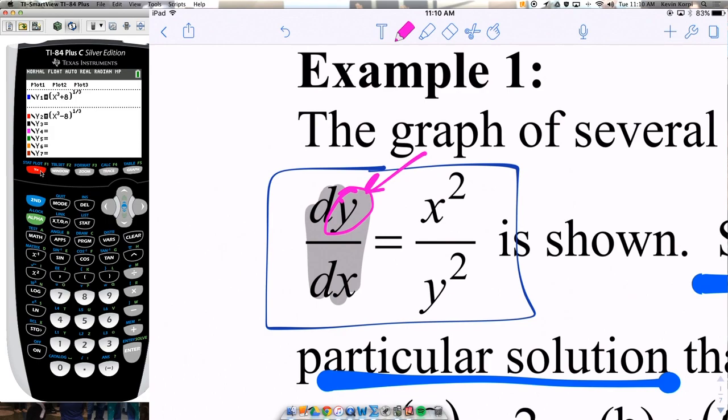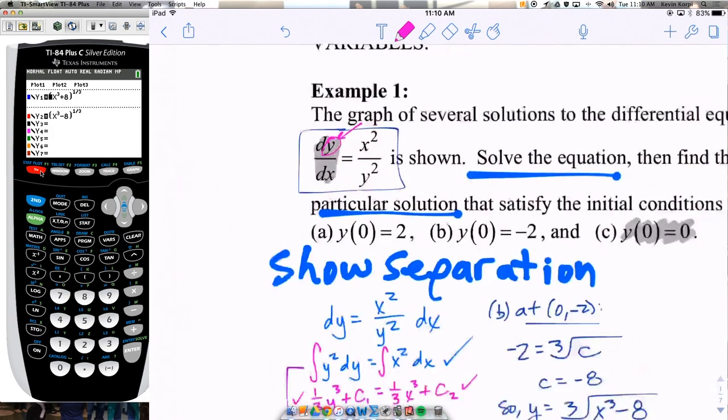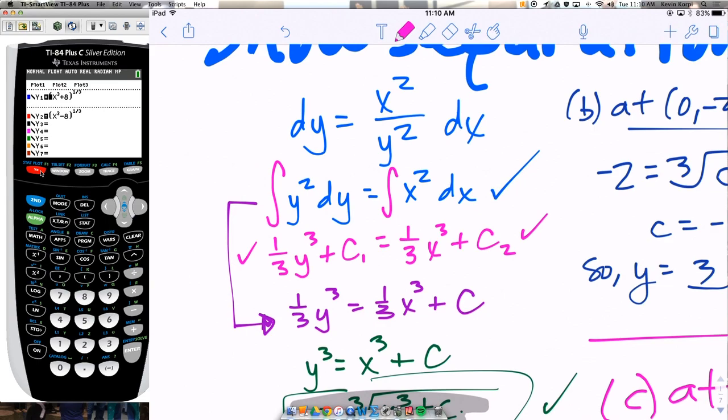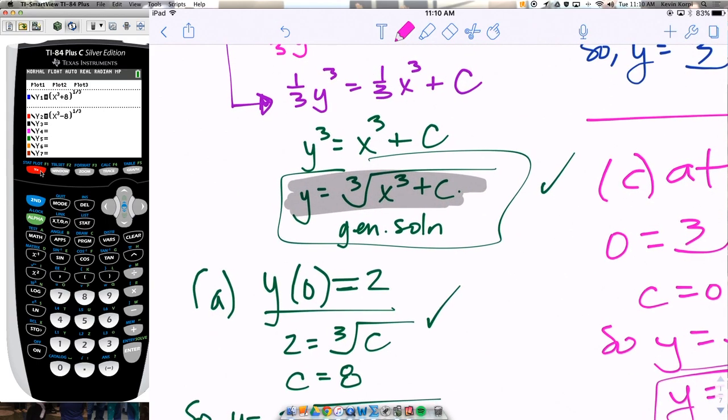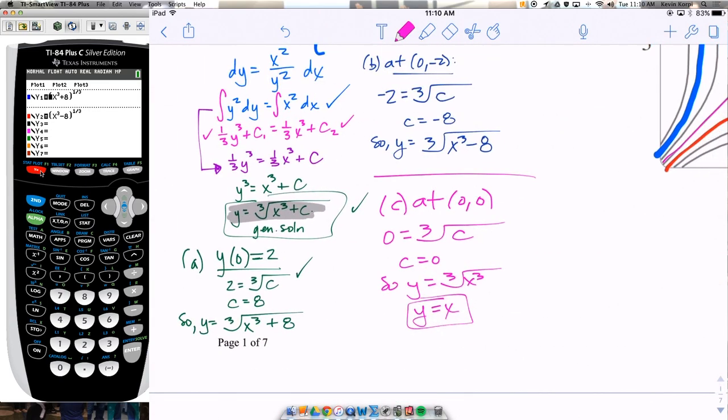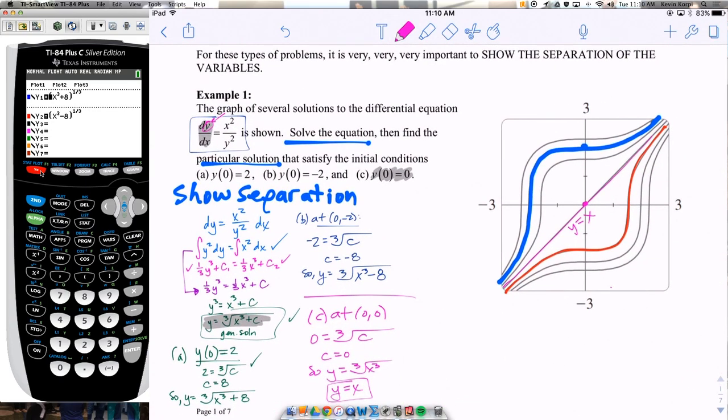And by separating the x's and dx's from the y's and dy's, we basically turn it into two separate problems, both of which we can do. Find the general solution first, and then find the particular solutions. All right, questions on number 1? Got the idea? It's just anti-differentiation.